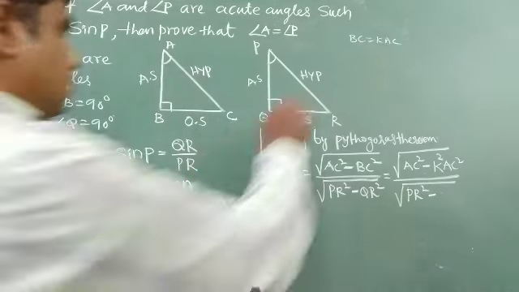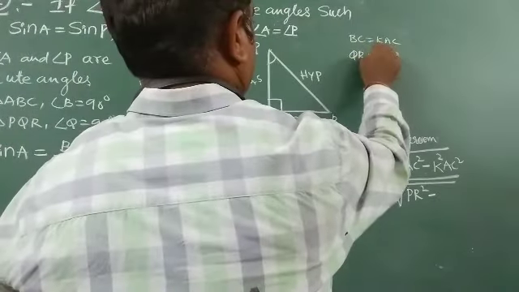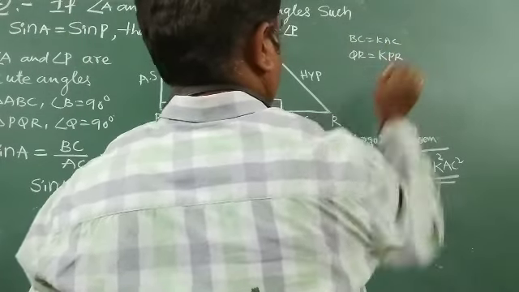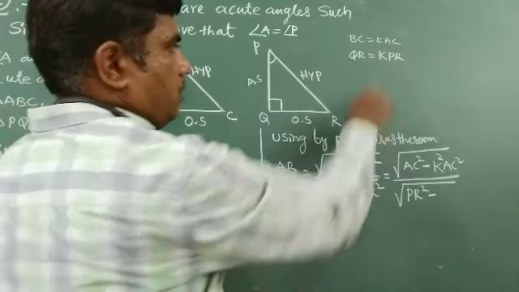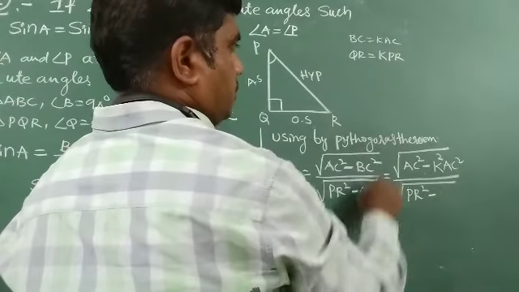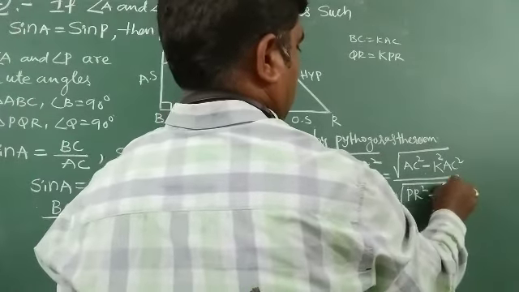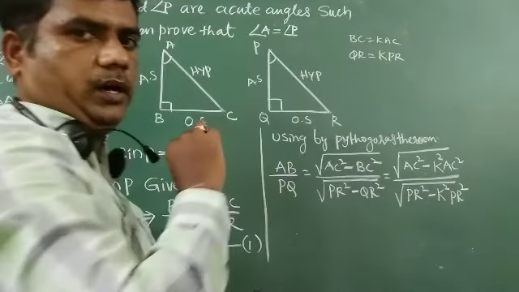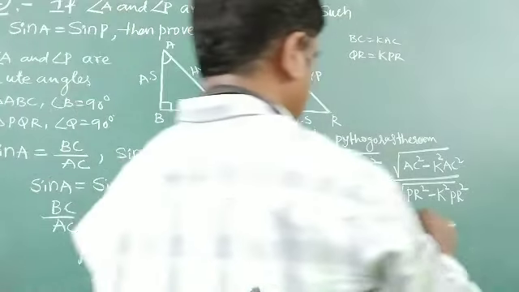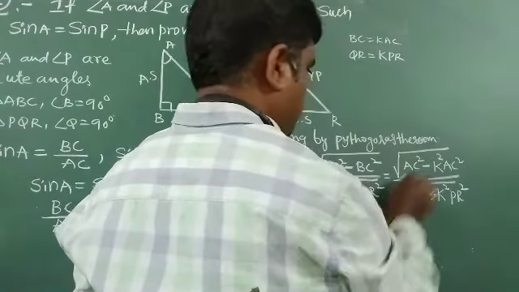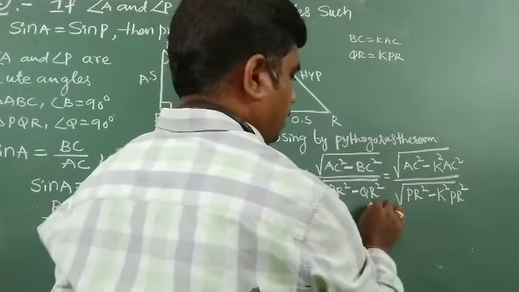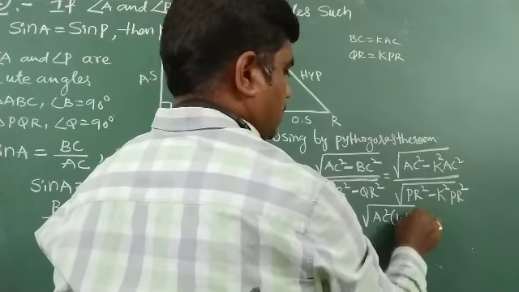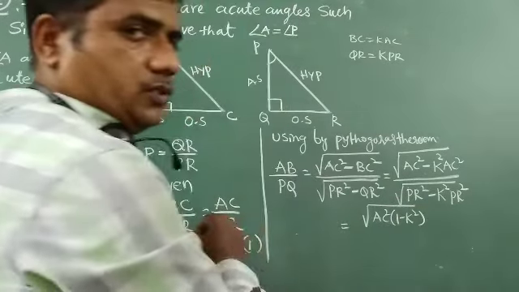Then QR equals K into PR. So when QR equals K into PR, then QR square we can write as K square into PR square. See, in this, what is common? AC square is common. So if you take AC square common, then 1 minus K square will be left.